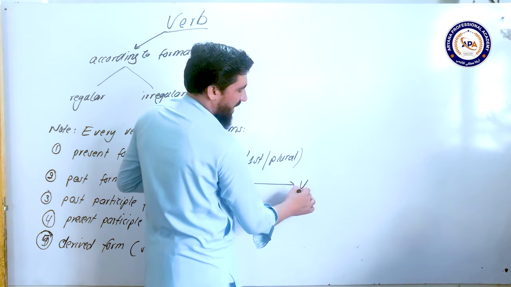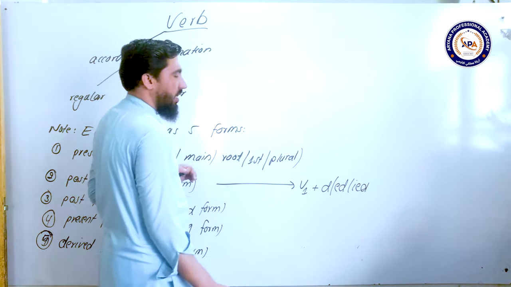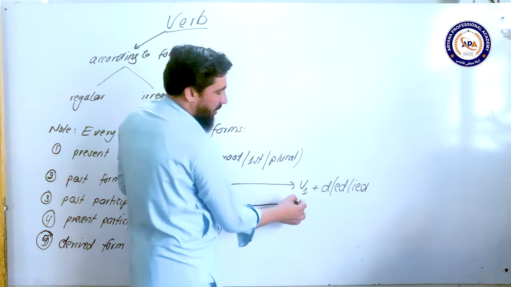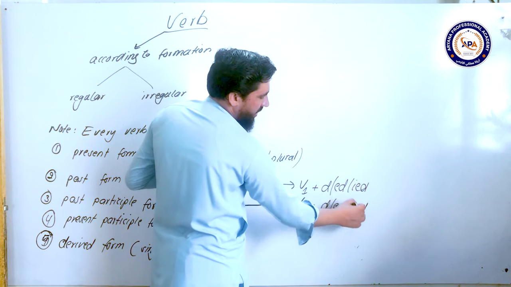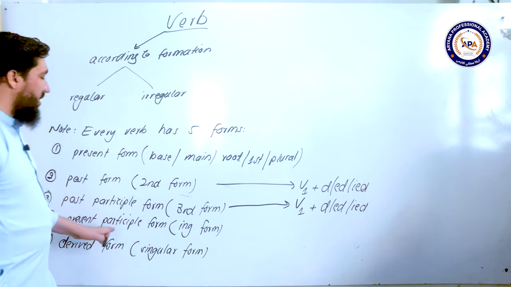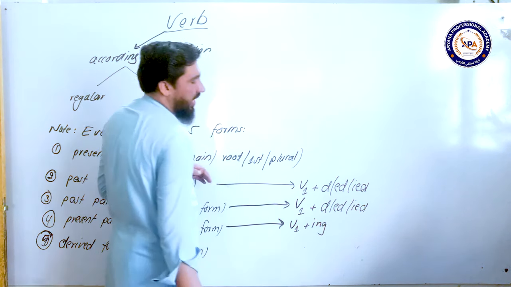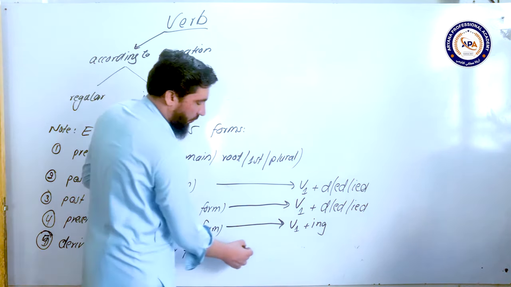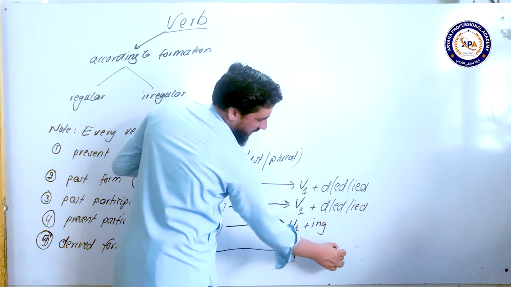With the base form we add ed or ied and it becomes the second form. In order to form the past participle form of a verb, we have the same formula. With the base form, we add ed or ied, and it becomes the past participle form, the third form. For making the present participle form, we need to add ing at the end of a verb. It becomes present participle. And in order to form the derived form or singular form, we add es or ies with the verb.